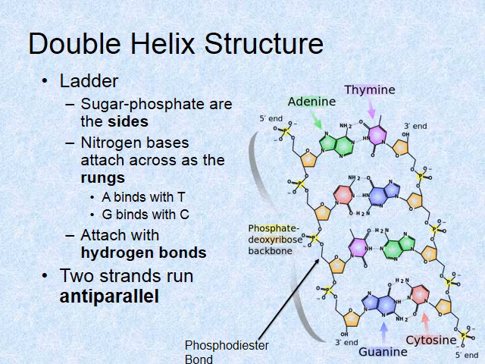So now that we know a little bit about the nucleotides themselves, now we're going to talk about how they are put together to make a DNA molecule. So here, we just have a small little snippet of the DNA molecule. We have a double helix structure. So here we have a strip of nucleotides.